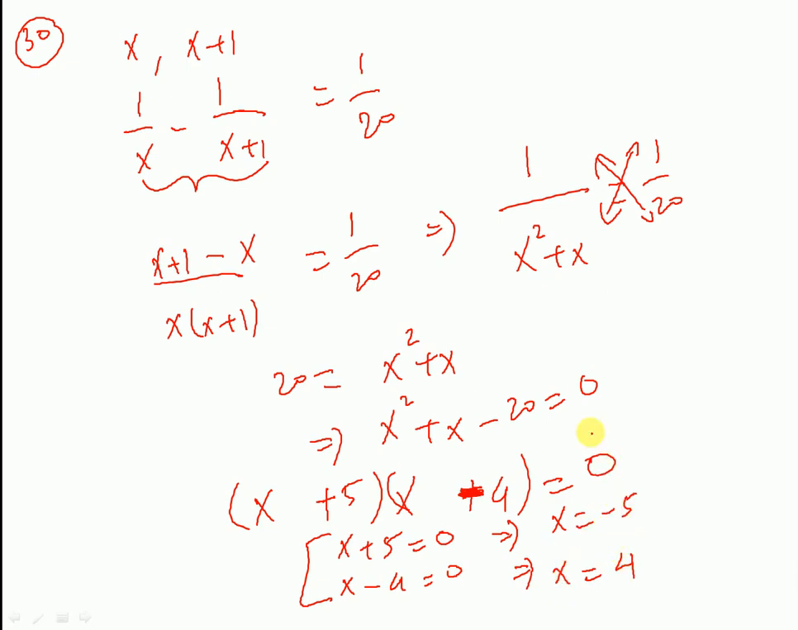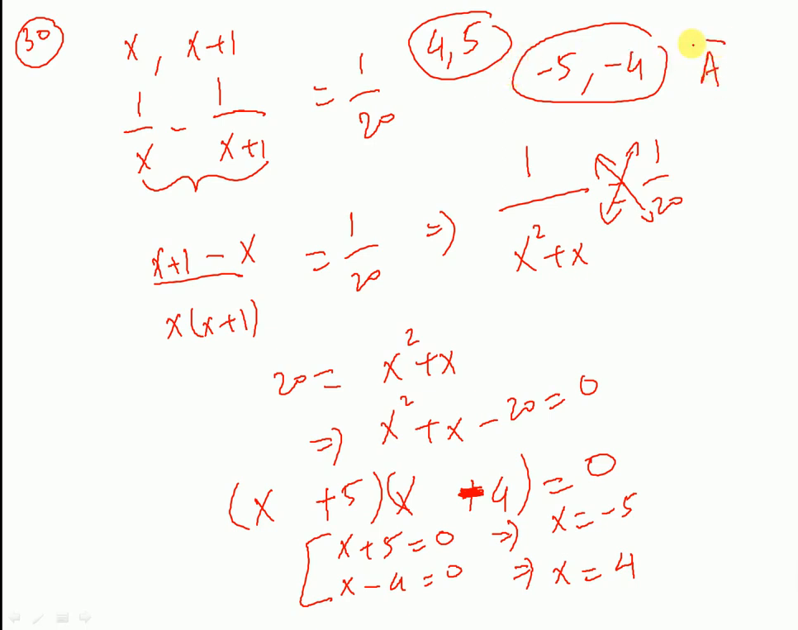So if I have minus 5 as x, the next one, plus 1, is minus 4. If I use 4, the next one I have is 4 plus 1, which is 5. So either one of these two is correct, and this should be answer A. Okay, let's do the next question.